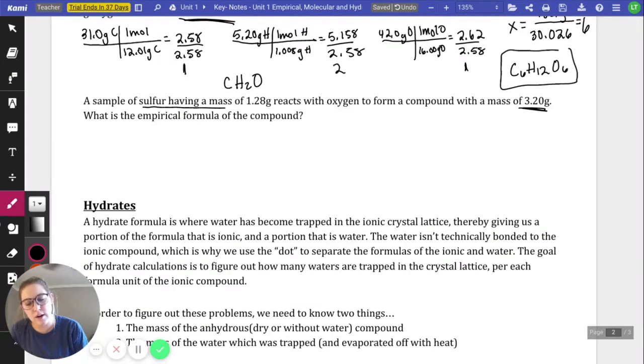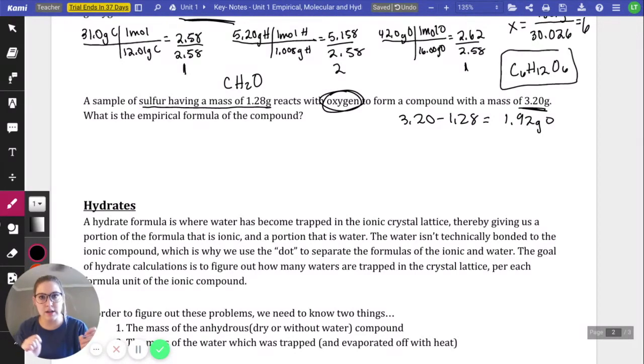Okay, so I know I have 1.28 grams of sulfur. I know it reacts with oxygen, and I know our total mass is 3.20. But I need to figure out my mass of my oxygen. So to do that, our compound is only made up of sulfur and oxygen. So if I know my total mass is 3.20 grams, I know that I had 1.28 grams of sulfur. So that gives me that my mass of oxygen would be 1.92 grams of oxygen. All right, so that's a little trickier, but hopefully you could have figured that out. I'm sure you could have.